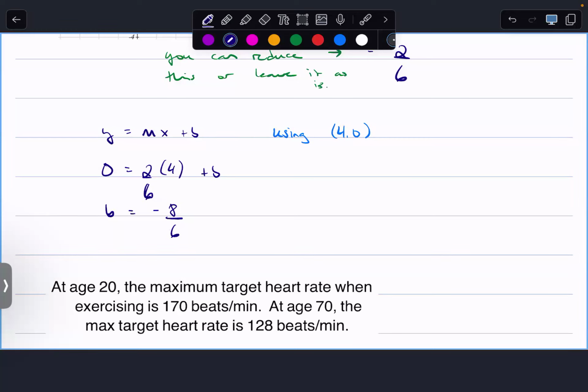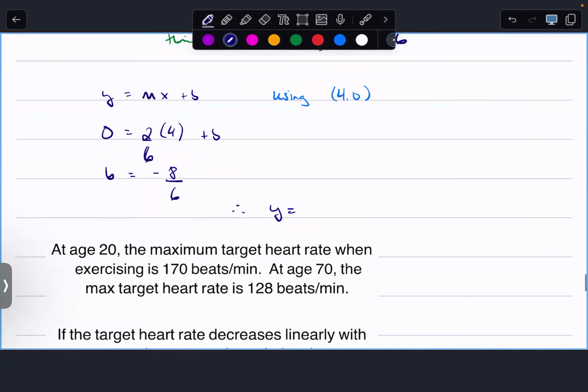Why is it negative? So I had to subtract it. So how I do it is I keep b positive and I move this 8 over 6 over to the left-hand side by subtracting it. So 0 minus 8 over 6. And then b is -8 over 6. So therefore, y equals 2 over 6 times x minus 8 over 6.